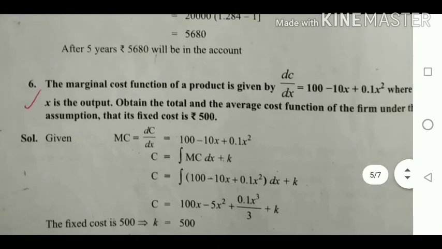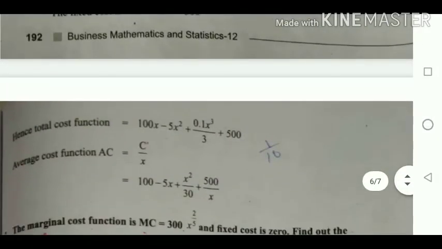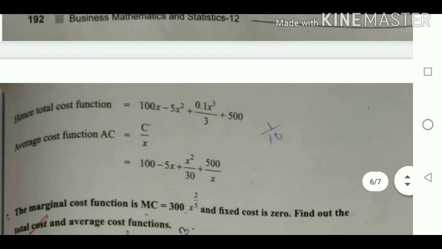The question here asked is find the average cost as well as total cost. So total cost is nothing but 100x minus 5x square plus 0.1 x cube by 3 plus 500. Whereas average cost is nothing but C by x. If you divide the cost by x, you are getting the average cost. So 100x by x, we are getting 100, minus 5x square by x, we are getting minus 5x, plus 0.1 x cube by 3 divided by x, we are getting 0.1 x square by 3, plus 500 by x. Okay, so this is the way you find the average cost as well as total cost.